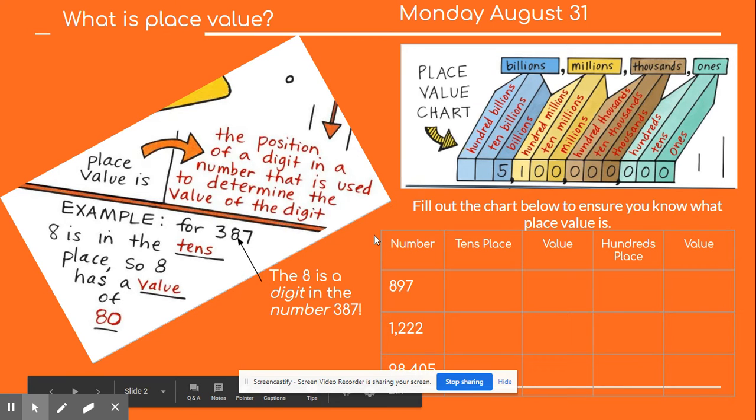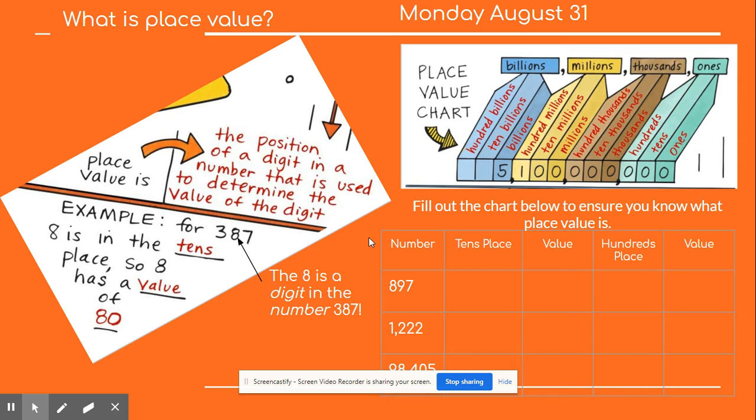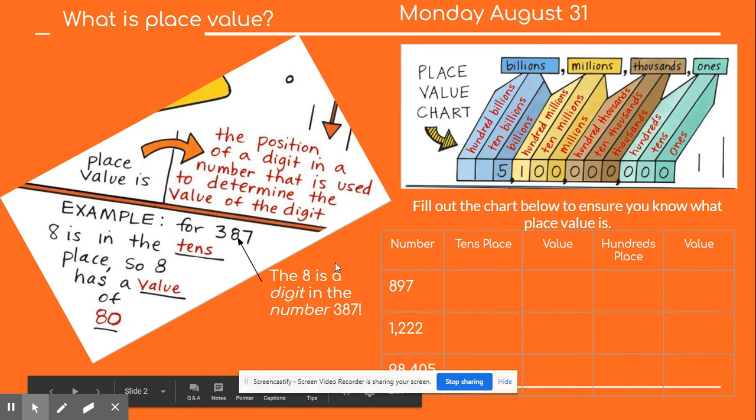So here is my chart here. Just to make sure that you guys understood what that was, what I want you to do is go here, and I want you to look at these 3 numbers. Now, in the chart, it says tens place. So here, I want you to tell me what the tens place is in each of these numbers. Then I want you to give me the value, okay? Just like right here, okay?